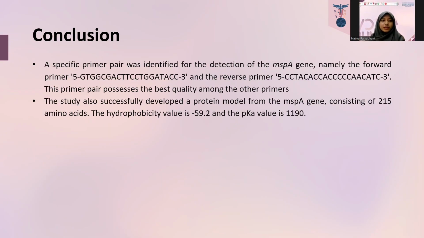So based on the study, a specific primer pair, which is primer pair 1, was identified to detect the MSPA gene. This primer pair possesses the best quality and avoids the formation of hairpin, self-complementarities, and dimerization. The study also successfully developed a protein model from the MSPA gene consisting of 215 amino acids. The pKa value obtained was 1190, and the hydrophobicity value was minus 59.2.